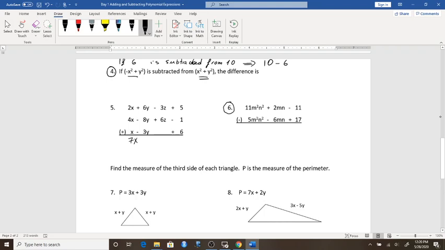So for number 6 there is a minus here, so I need to subtract this quantity. Now when I subtract here, 11 minus 5 is going to give me 6m squared n squared. But be careful here, I have a 2mn and a negative 6mn. I need to subtract this. So what does it mean to subtract? It means 2 minus negative 6, okay?